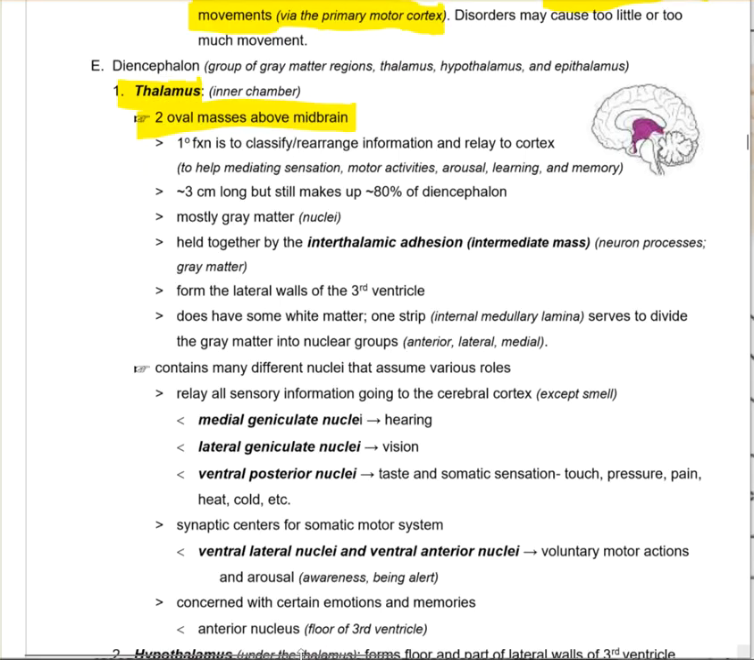So let's highlight some things now about the thalamus. What does the thalamus do? Well, its primary function is to classify and read information and relay it to the cortex. A lot of times you'll see me say that this is kind of like a switching center. And a switching center is where information would come in from somewhere and then go out again.